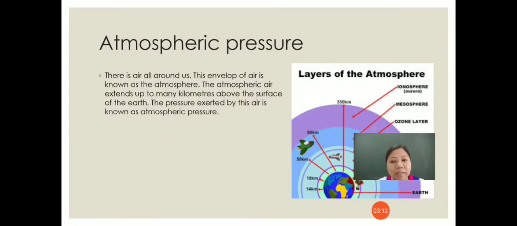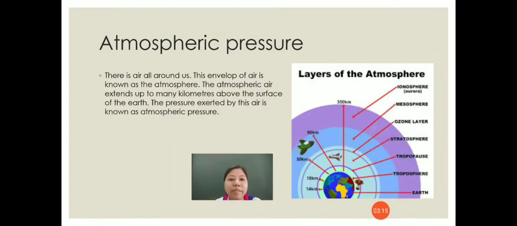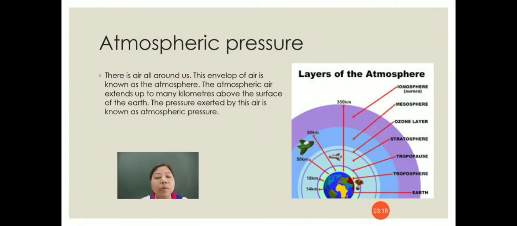So, first let us understand what is atmosphere. Atmosphere is the air around us. So, you know that there are different layers of atmosphere. As you can see in the picture, the different layers of atmosphere are troposphere, stratosphere, mesosphere, ionosphere, and you will find that the atmosphere extends up to many kilometers above the surface of the earth. Like troposphere, from the surface of the earth, it extends up to say 10 to 14 kilometers, and then the stratosphere extends up to around 50 kilometers, and then it may extend up to around 200 to 300 kilometers from the surface of the earth.